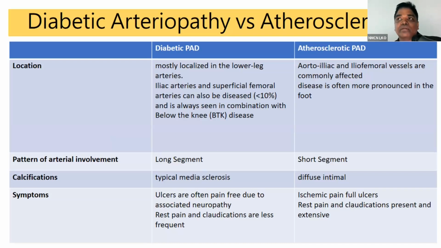The pattern of involvement in diabetic peripheral arterial disease is generally long segment, whereas it is short segment in atherosclerotic PAD. It is medial sclerosis in the diabetic PAD, and diffuse intimal calcifications are seen in the atherosclerotic disease. Symptoms: the diabetics are generally pain-free due to associated neuropathy, so they are pain-free ulcers. There may be rest pains and claudications, which are less frequent. Ischemic ulcers are more common in atherosclerotic PAD, and there are painful ulcers, and rest pain and claudication are present and can be extensive.